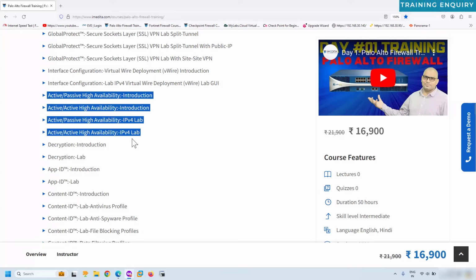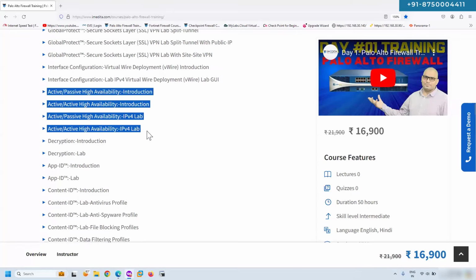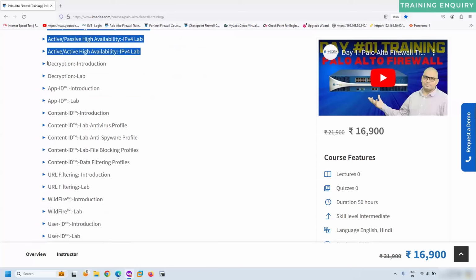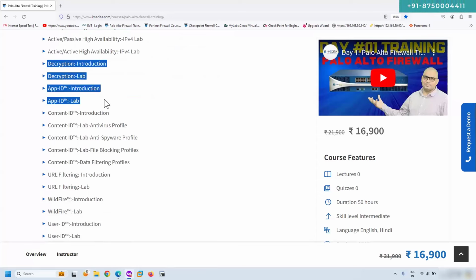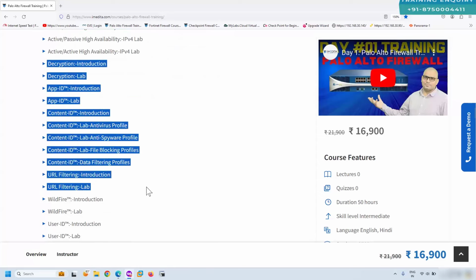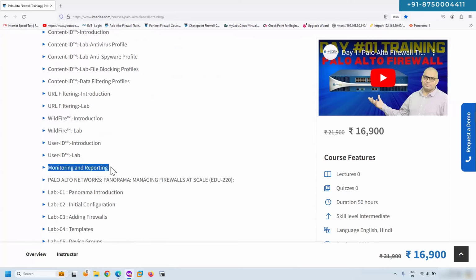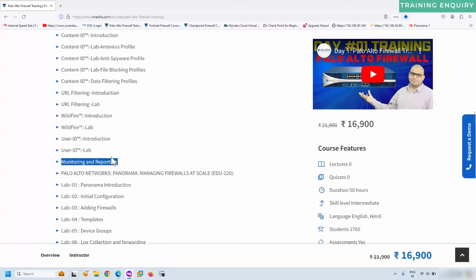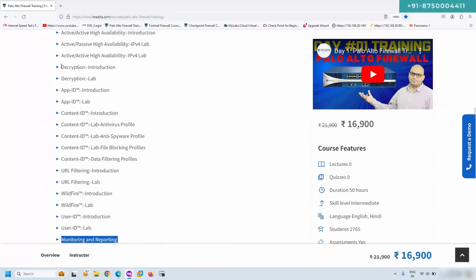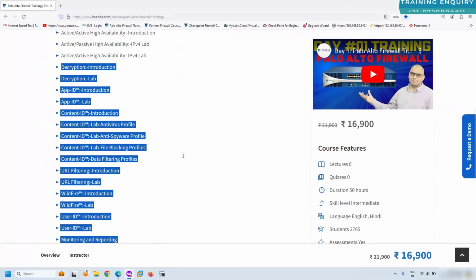The features which we have discussed till now can be provided by a normal firewall, or any firewall which is not next generation. But features beyond this, like decryption, App-ID, Content-ID, URL filtering, WildFire, User-ID, monitoring and reporting, are provided by a next generation firewall.